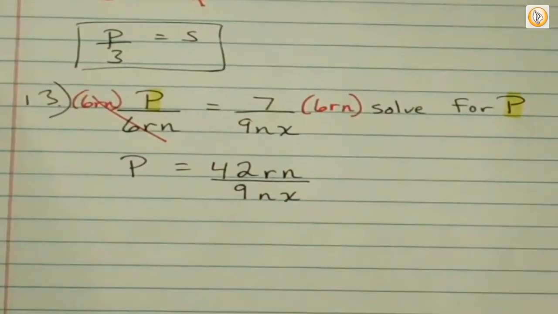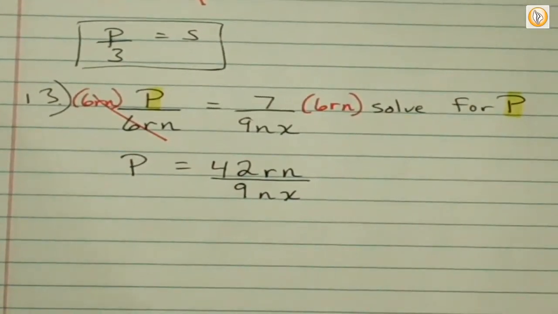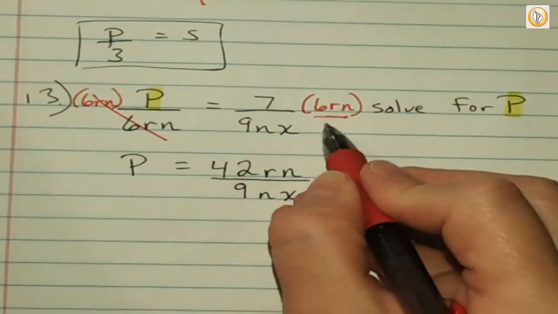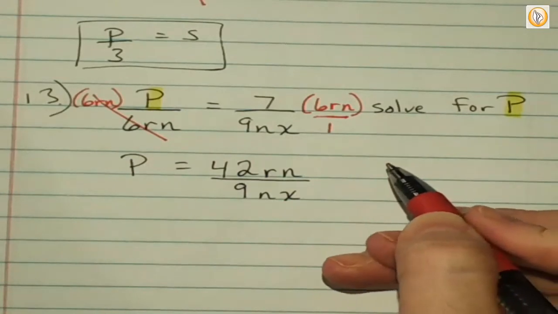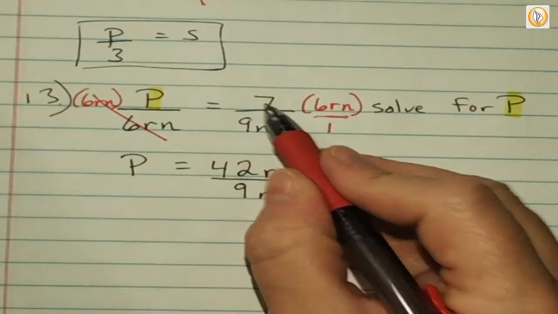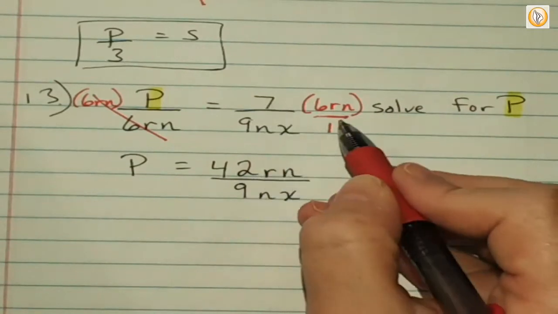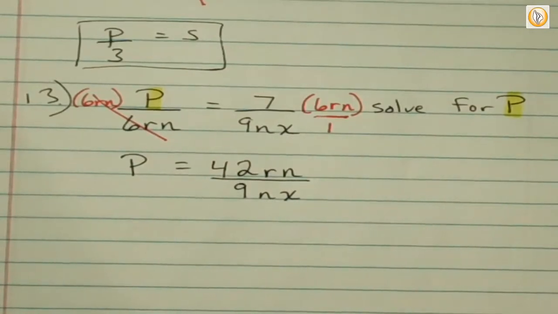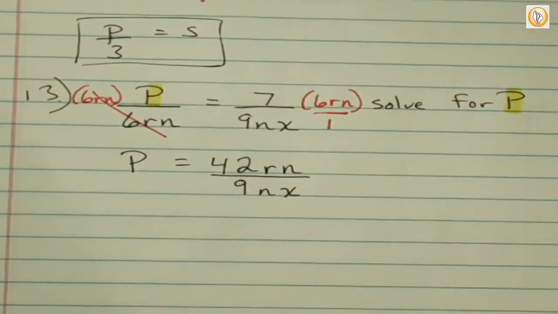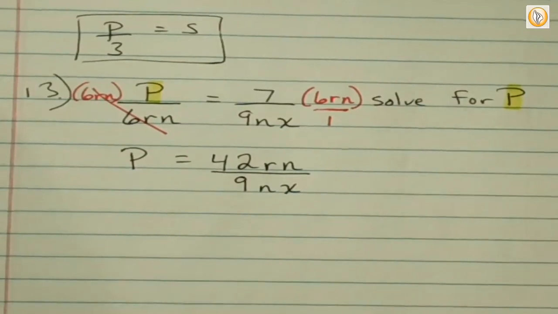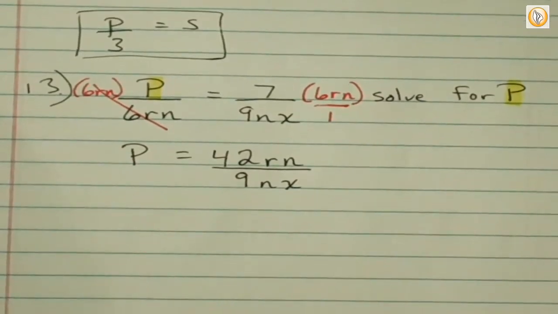So look what we did. So it's not multiplying the entire side? Well, it is, because it's over 1, right? Oh, yeah. So 6RN times 7 is 42RN, and 1 times 9NX is 9NX. That's it. Do you think we're done? Can I simplify it? Yes, by 3.